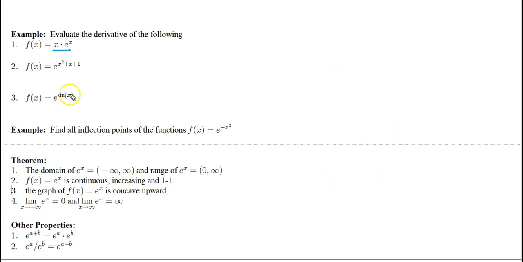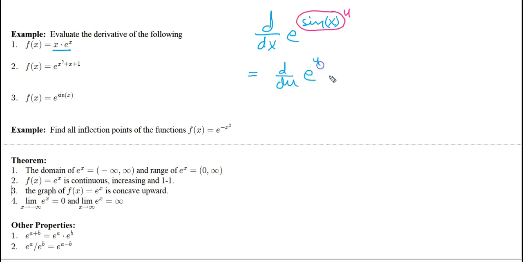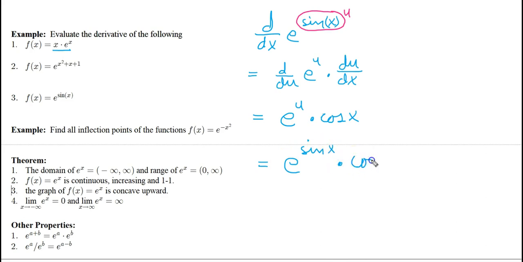So here we want to evaluate the derivative of e to the sine x. Well, once again, we need to think of the sine of x as being the u part. And so this is going to be d du of e to the u times du dx. And so e to the u. Derivative of sine is cosine. And we get, and there's our answer, e to the sine x times cosine x.